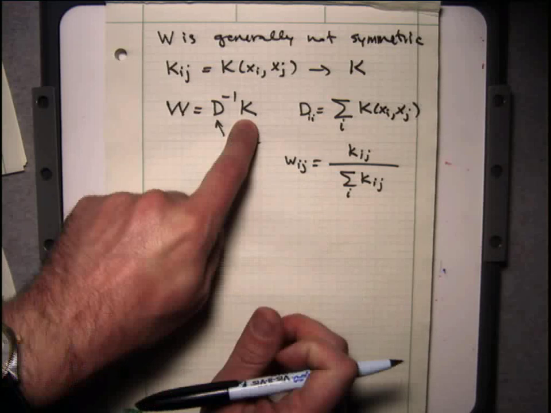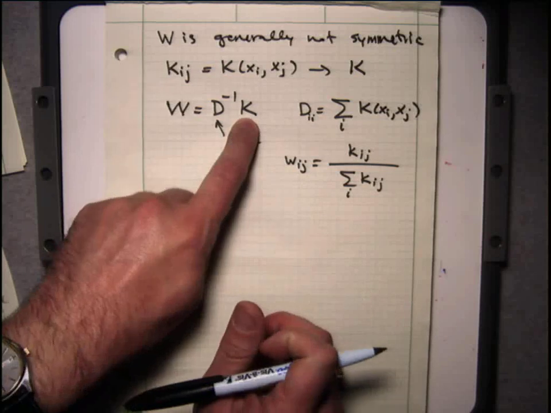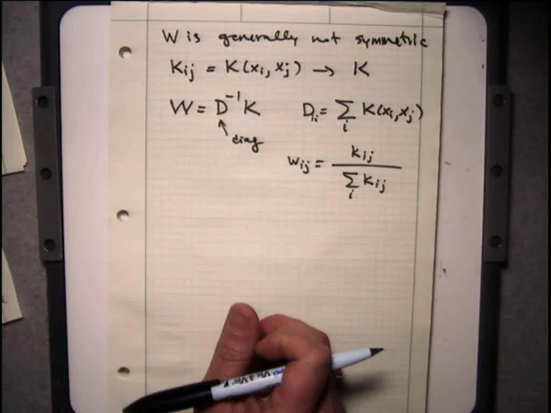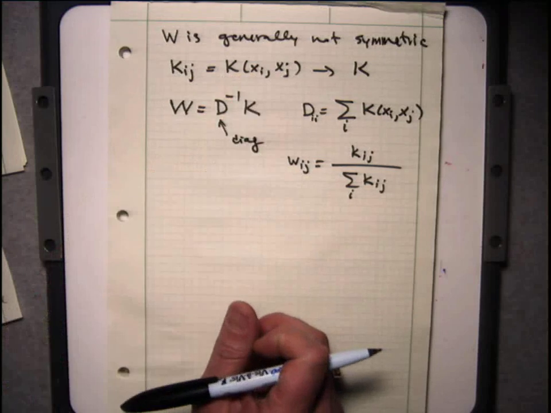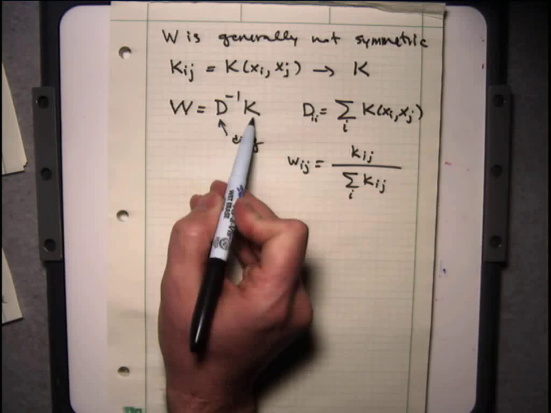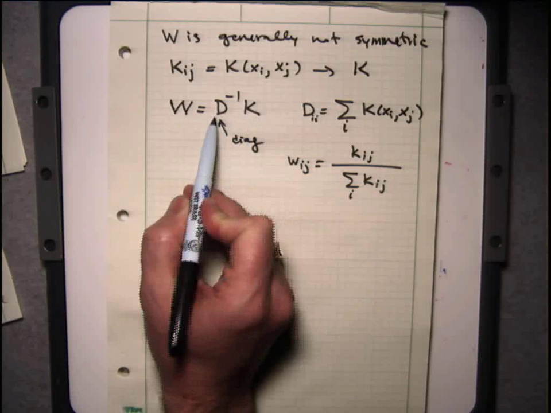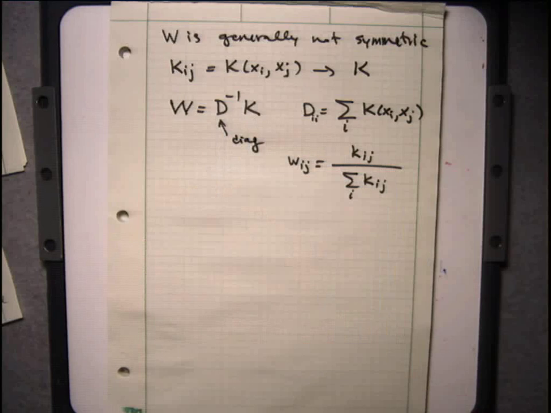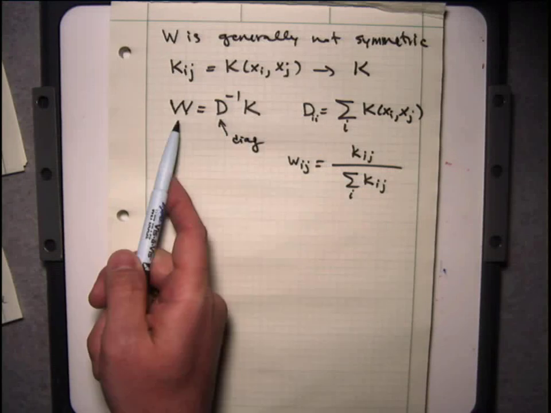Now, you know that K is symmetric, right? Because k(xi, xj) is symmetric. It's a Gaussian. If you flip xi and xj, nothing happens. But when you multiply a symmetric matrix by a diagonal matrix, which does not have constant values along the diagonal, you don't get a symmetric matrix back, right? That's pretty obvious. So this W is generally not symmetric.